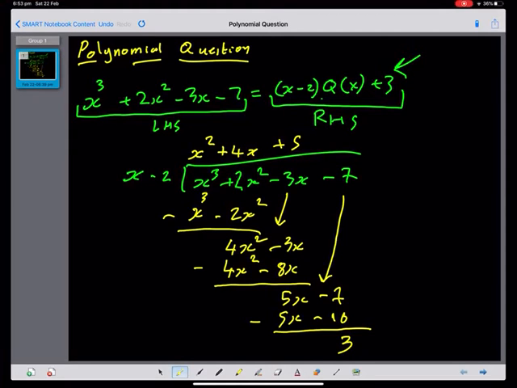So we get the same q of x value, which is x squared plus 4x plus 5. Okay, hope that helps.